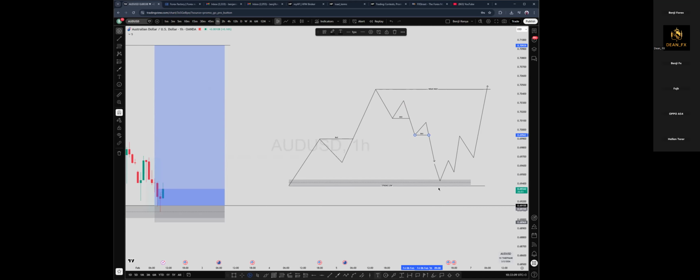Hapa sasa ndo tunakujanga confirmations from this particular area. And those confirmations niliwapeanga. Confirmations can be weeks.